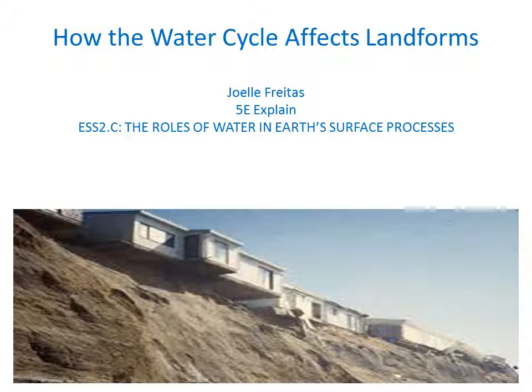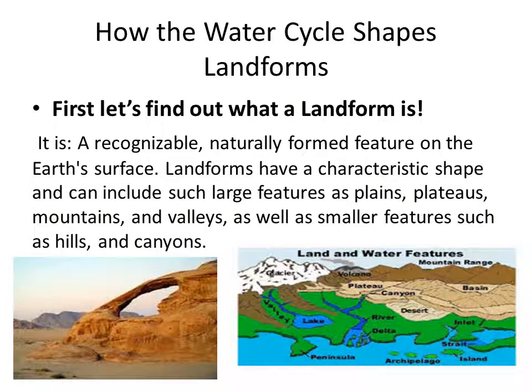All right, anybody know what a landform is? No. All right, well, let's find out. A landform is a recognizable, naturally formed feature, not man-made, in the Earth's surface. Landforms have characteristic shapes that include large features such as plains, plateaus, mountains, and valleys, as well as smaller features such as hills and canyons.